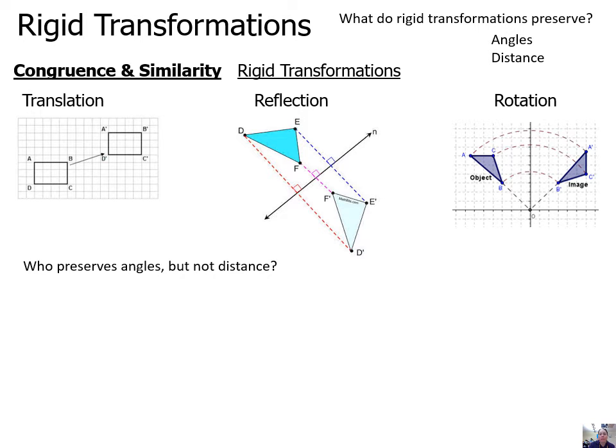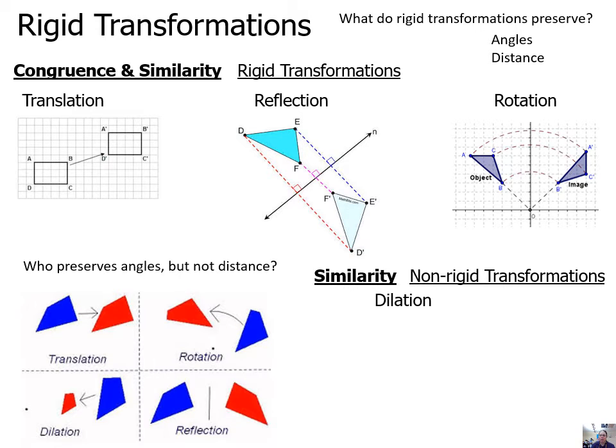Who preserves angle but not distance? That would be similarity, and that's a dilation. It's a non-rigid transformation. So we can take a look at all three of them here. Translation on the top left slides it. Rotation turns it about a point. Reflection, mirror image across a line. And dilation either shrinks or enlarges the object from one focal point.